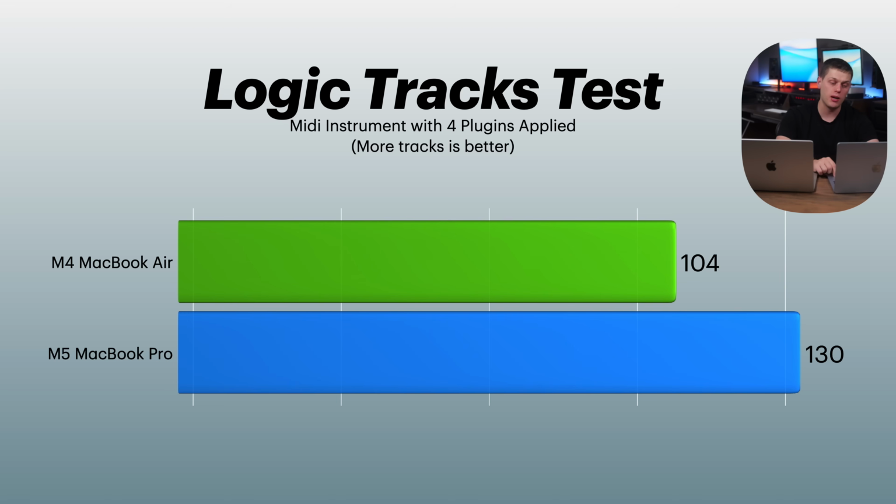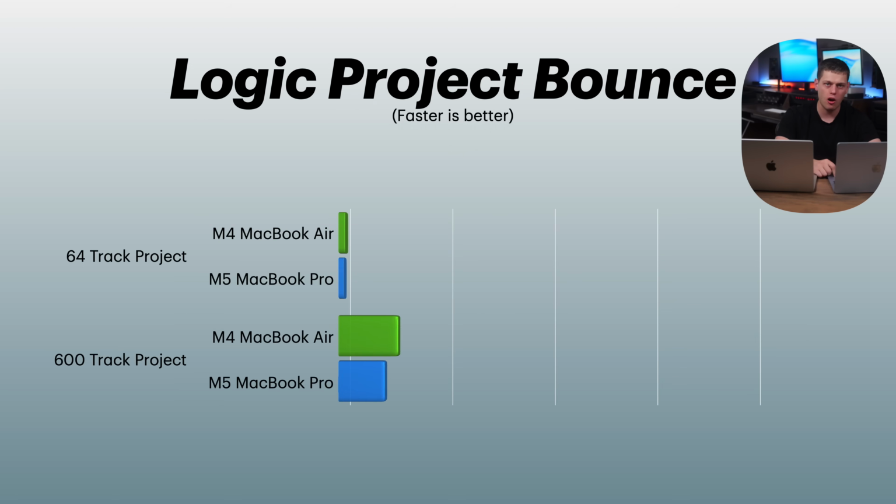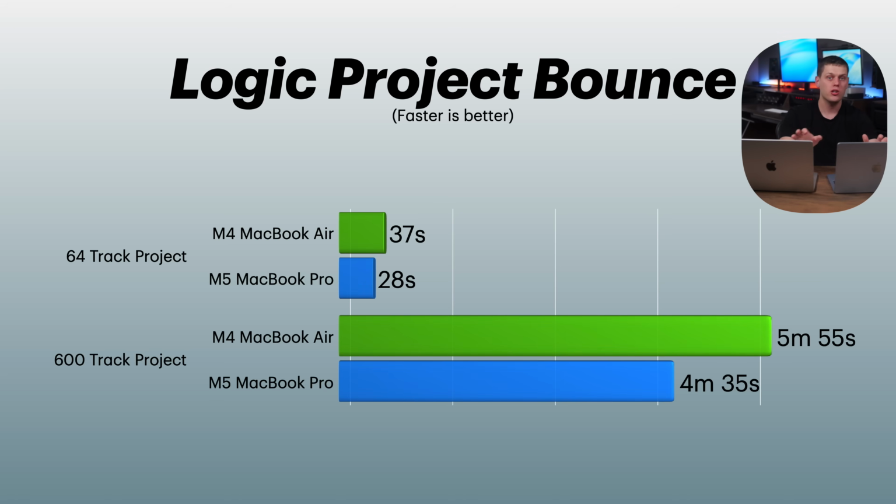The next test was the bounce test, where we bounced 600 tracks offline on both of these machines. It took 5 minutes and 55 seconds on the Air and 4 minutes and 35 seconds on the Pro. And then a more realistic test was doing a 64 track bounce, which took 37 seconds on the MacBook Air and 28 seconds on the MacBook Pro. So again, just a little faster.